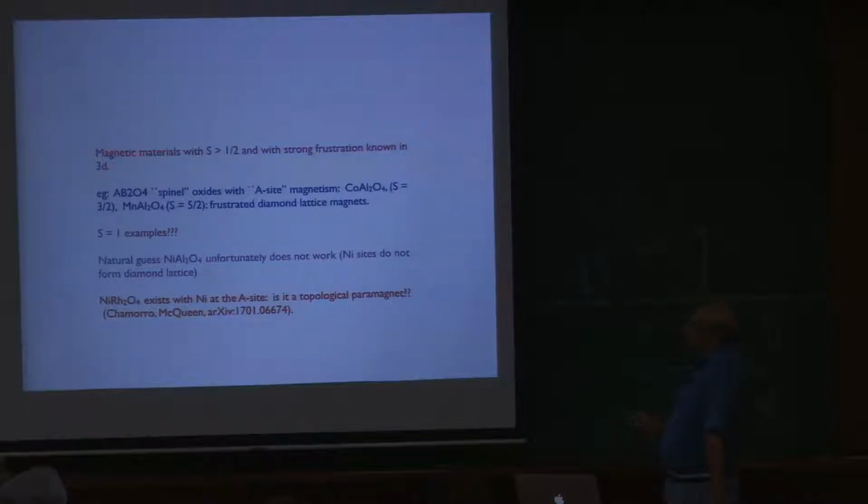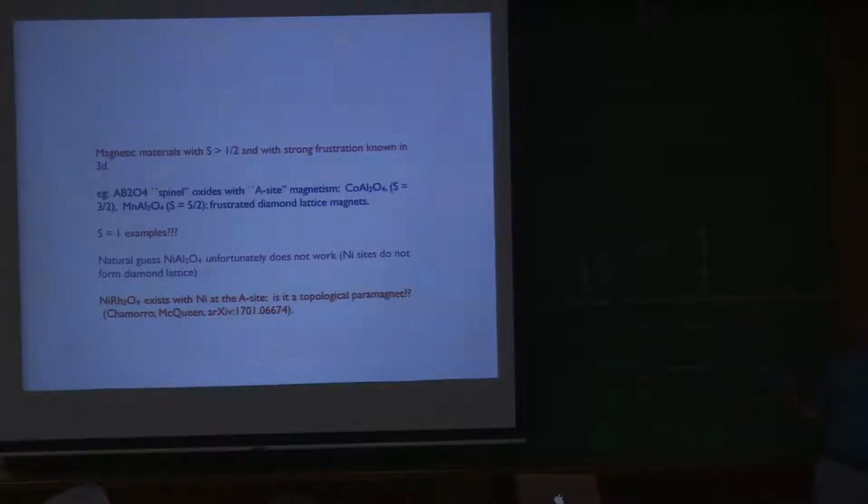Anyway, materials of this form, AB2O4, where the A side is magnetic and the B side is non-magnetic, are interesting 3D frustrated magnets. The A side forms a diamond lattice, and the exchange paths are such that the second neighbor interaction is quite big, and they are strongly frustrated. There's a cobalt aluminum oxide and a manganese aluminum oxide, which are spin 3/2 and spin 5/2 frustrated magnets on diamond lattices in 3D. So the natural thing is to ask whether there's a spin 1 example.